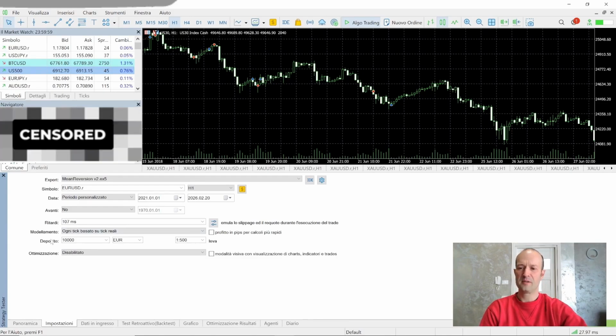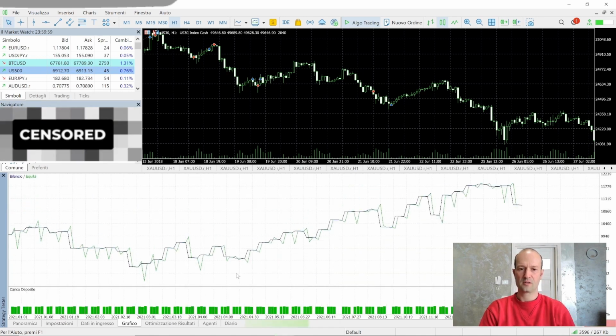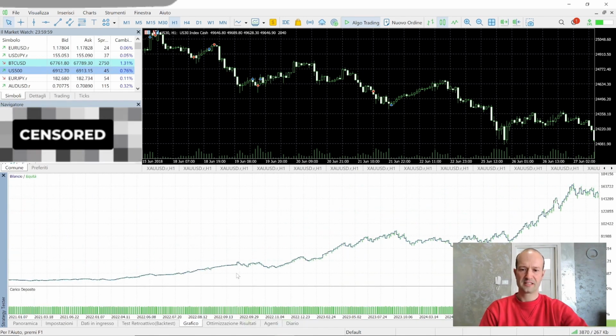Obviously, we run our test with every tick based on real ticks, but as you know, this doesn't really affect my systems much because I always work with at least a 1-minute bar, if not longer, so the ticks become pretty irrelevant. All right, let's start the test and see how it goes. So, the test is finished. As you can see, the expert works.